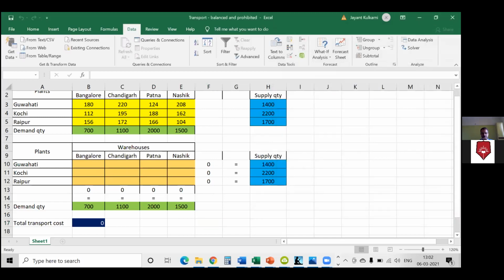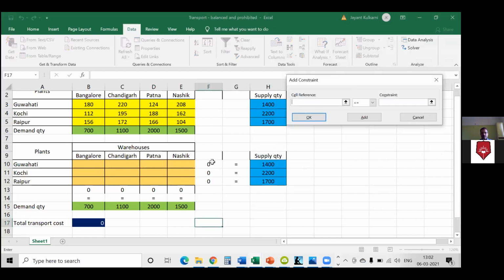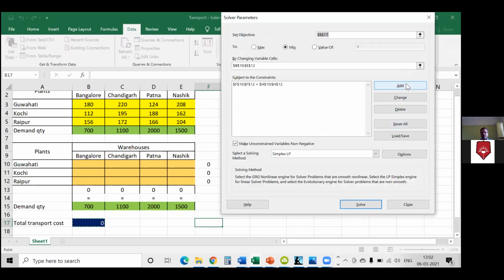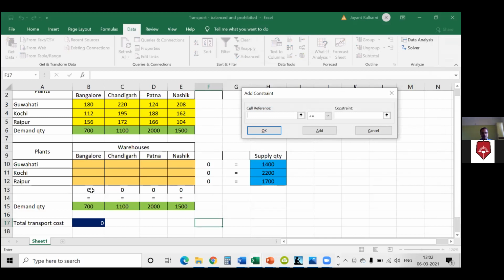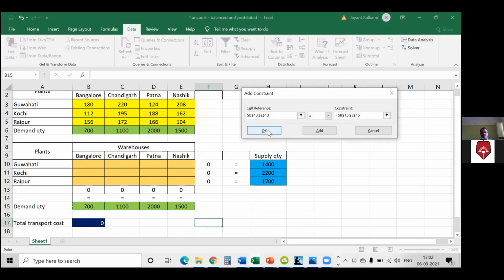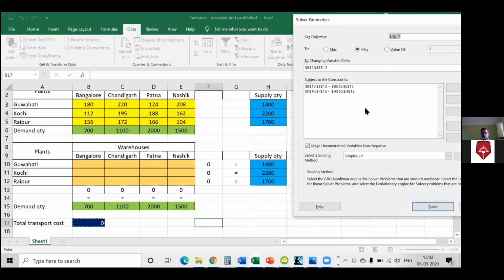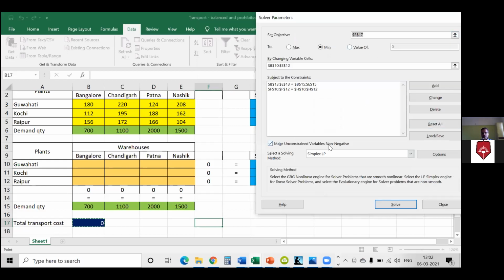So I click on Add. The first set of constraints is that these cells are equal to these, right? And then I need to add the second constraint on the demand side. So these cells must equal these numbers. So both my sets of constraints have been added, as you can see here. Solving method should be Simplex LP, and I solve it.